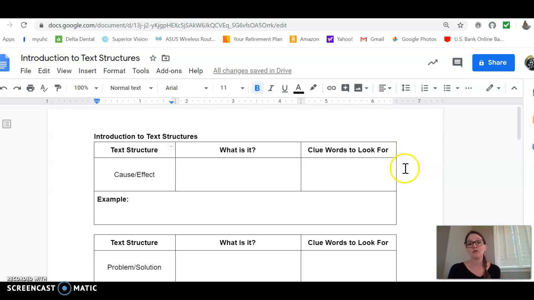So let's take a look at the format of the notes. You'll notice I've essentially got a 3-column system. In the left-hand side, I've got the type of text structure. In the middle, there's room to write a definition to explain what exactly that type of text structure is. And over in the right-hand side, I've got some of the clue words to look for. You'll fill those in as we go. And then in the box on the bottom, you'll go ahead and write in a provided example. Again, you can print this out and fill it in as we go, or if you'd prefer, you're welcome to use your own piece of notebook or printer paper.